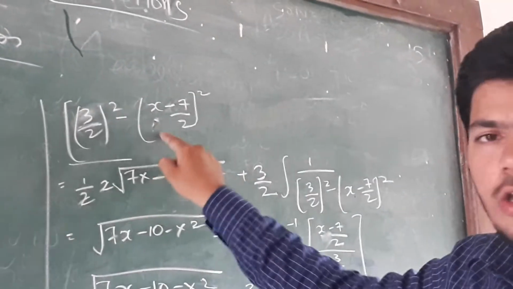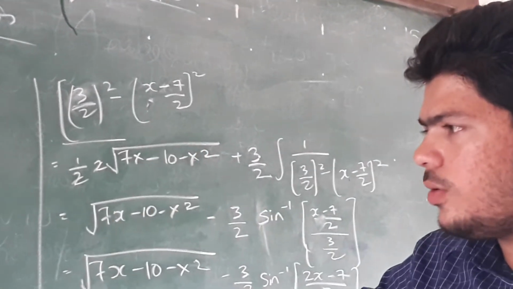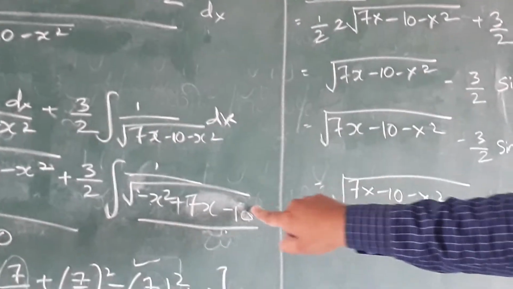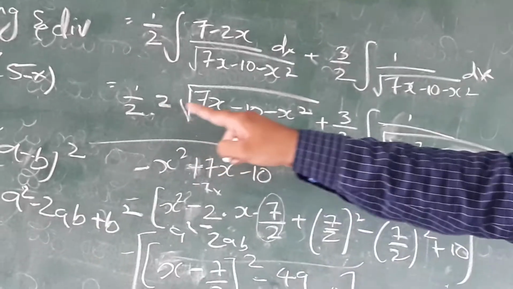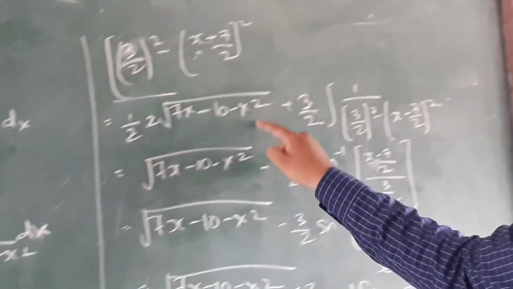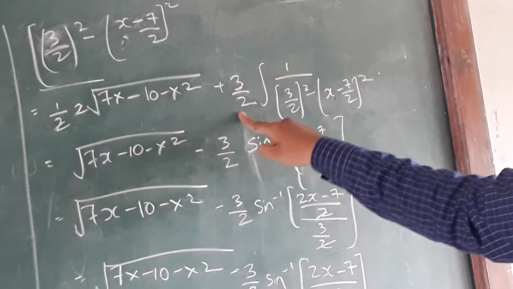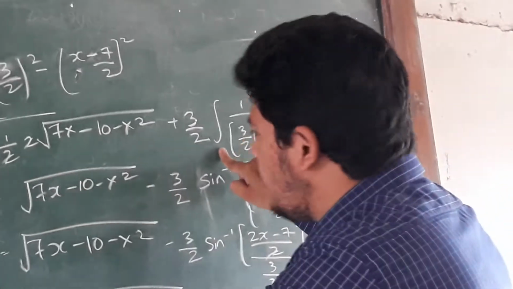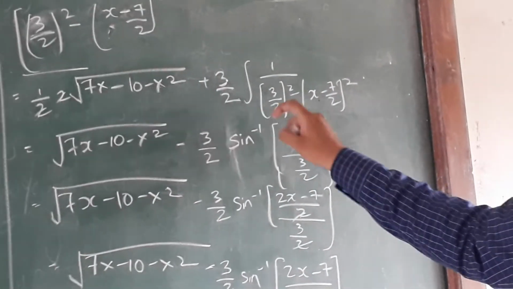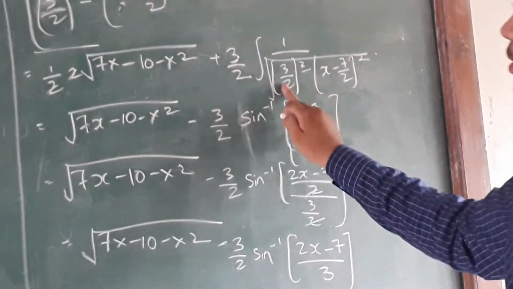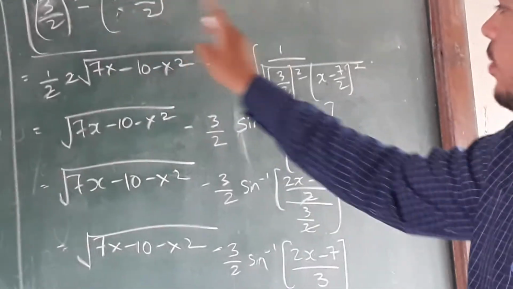Now up to here we have got this. Now let's see this question. Here we write 1 by 2 into 2 of all this, 1 by 2 into plus root, integration of 3 by 2. In this value we write this. And as there is a root here, we write 3 by 2 whole square minus x minus 7 by 2 whole square.